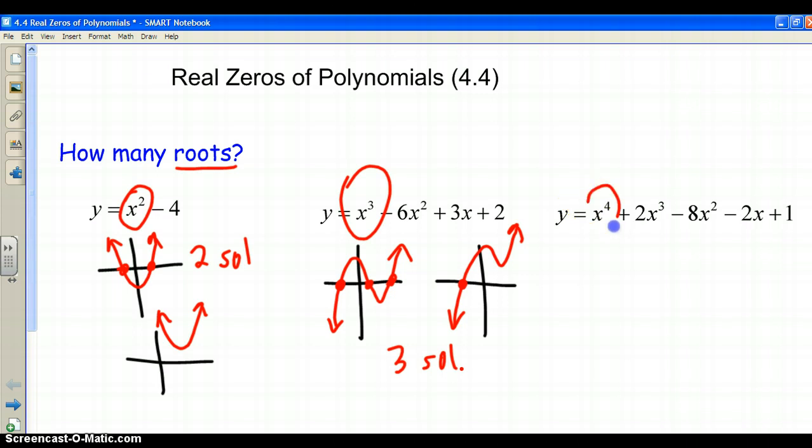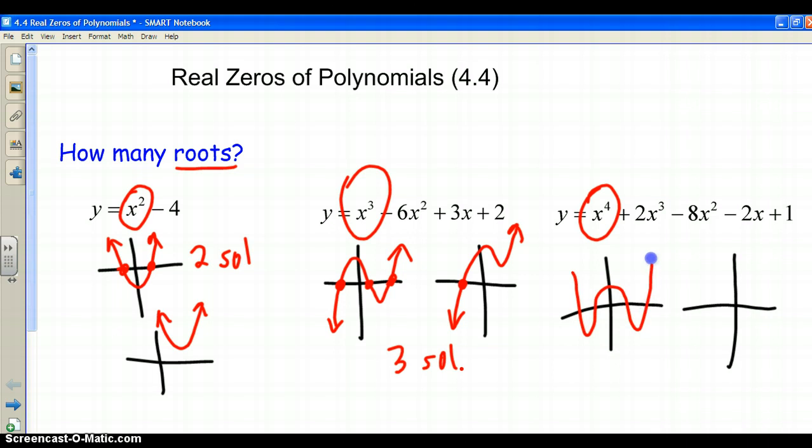If we look at this graph, x to the fourth, this could look a number of different ways, but it could look something like this, where it crosses in 1, 2, 3, 4 places. It could look something like this, where it doesn't cross at all, and maybe it has no real solutions, but even in that case, it's going to have four solutions. This would have four imaginary solutions. This one would have four real solutions.